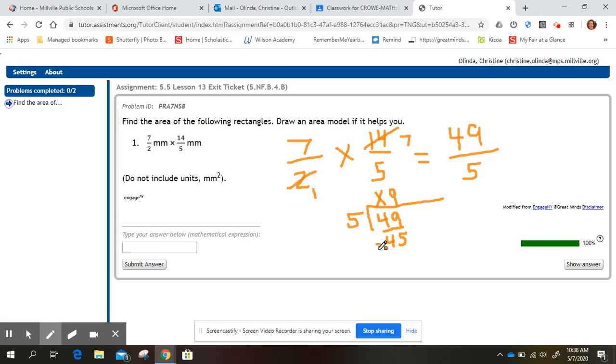And then I can subtract. 9 minus 5 is 4. 4 minus 4 is 0. I don't need a 0 in the front. I'm not putting R4. We're not doing remainders anymore.